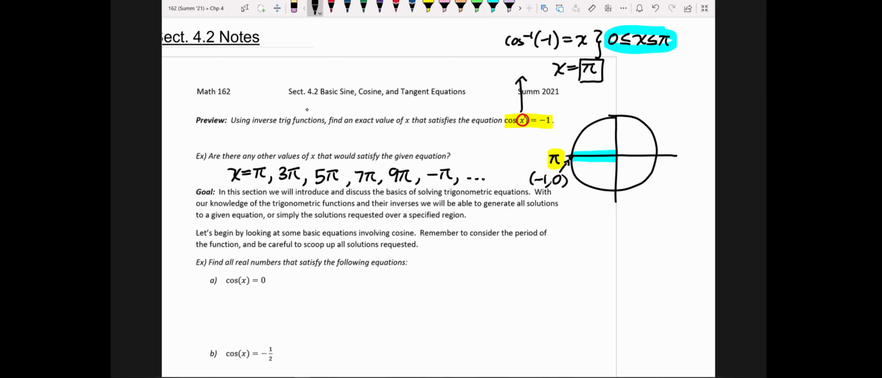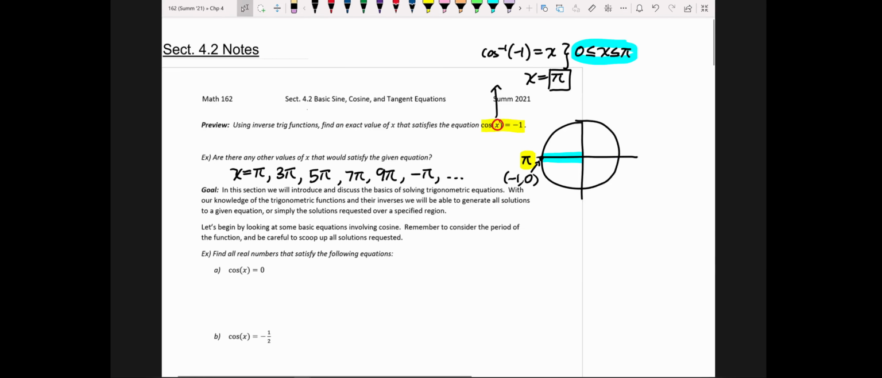But for cosine of x equals -1, there are infinitely many solutions. So I repeat, if they ask you to find the exact value of an inverse trig function, there's only one solution. But when solving trigonometric equations, solving for the input, there are infinitely many solutions that satisfy that equation. The inverse function is just the one solution that satisfies the equation and lives in the restriction.